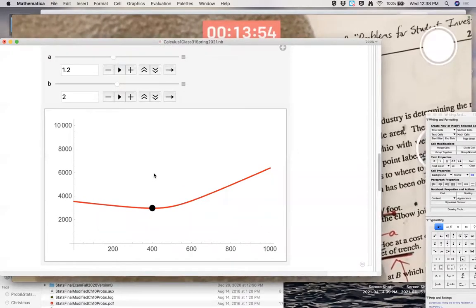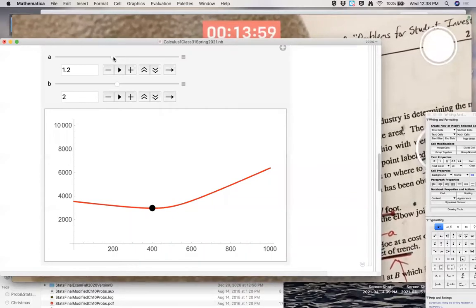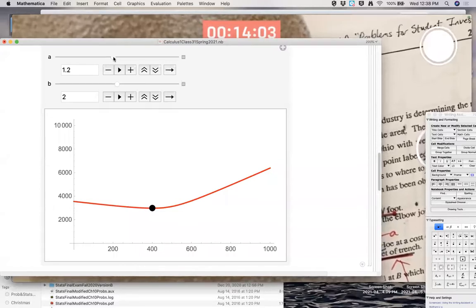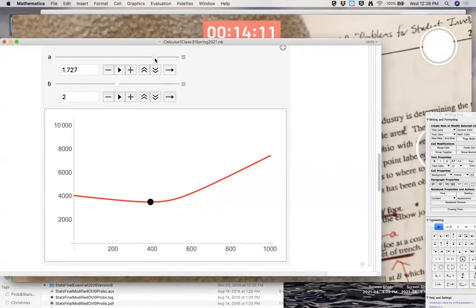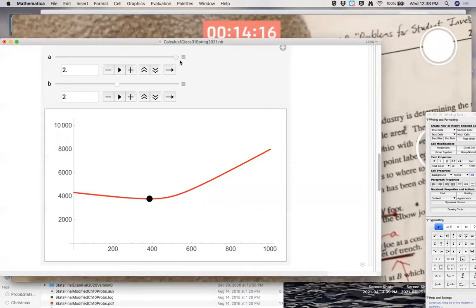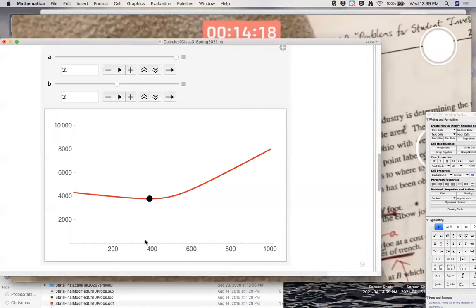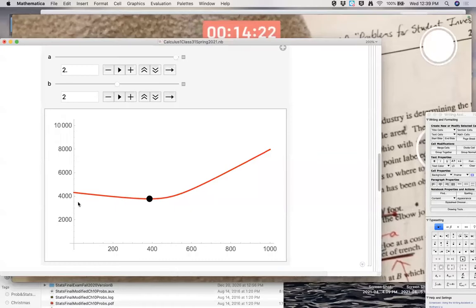But now we can see what happens as A changes and B changes. Watch what happens as A increases. If I let A increase from 1.2 to something bigger, what happens to the location of that black dot? Watch it. Here we go. Ready? 1, 2, 3. It's moving upward and slightly to the left. As A increases, the x value that minimizes the cost gets smaller, and the actual minimum cost gets larger.